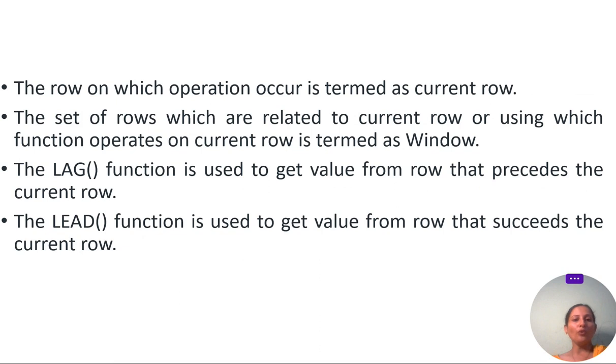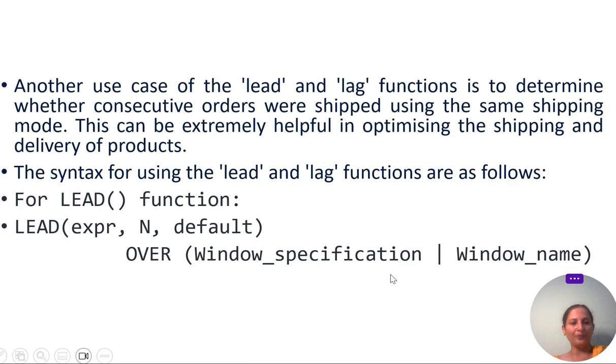So the row on which the operation occurs is termed the current row. The set of rows which are related to the current row, or using which the function operates on the current row, is termed the window. Window is the range. The lag function is used to get a value from the row that precedes the current value. Similarly, the lead function is used to get the value from the row that succeeds the current value.